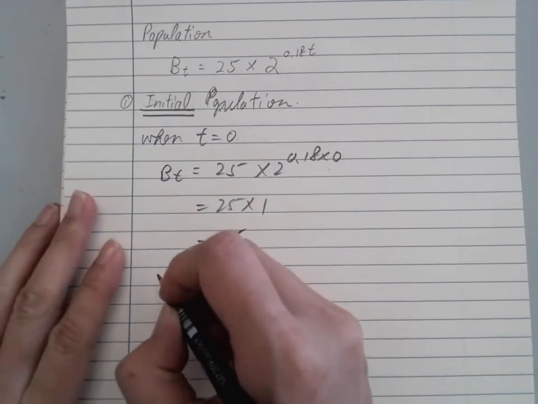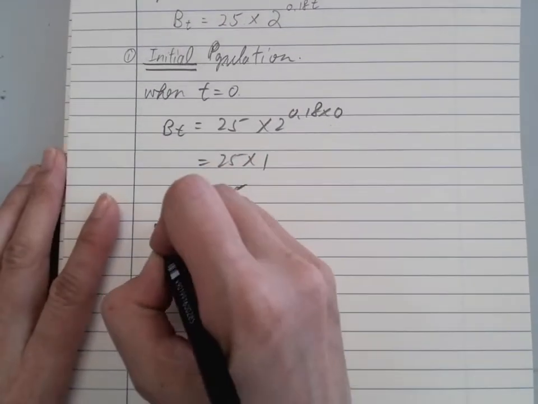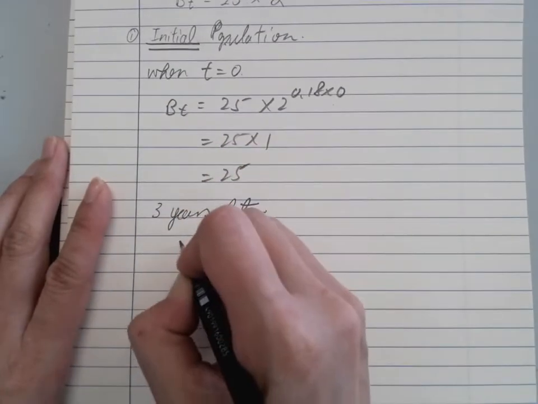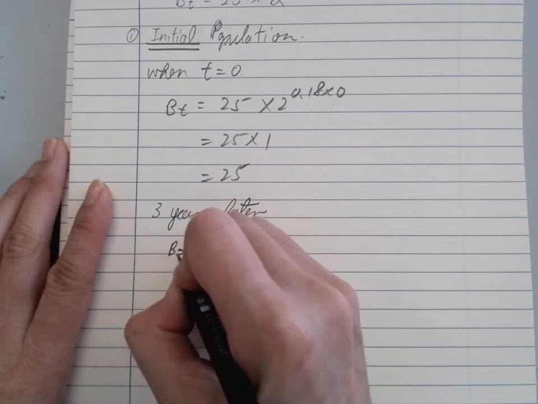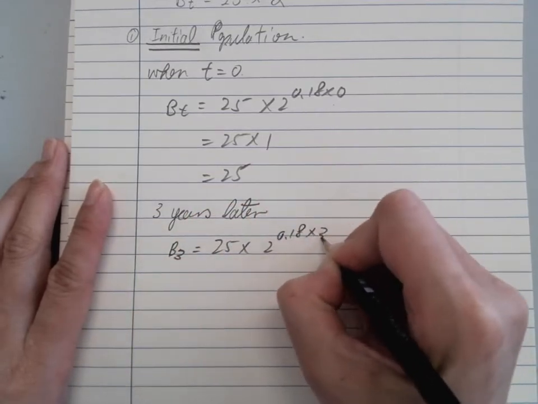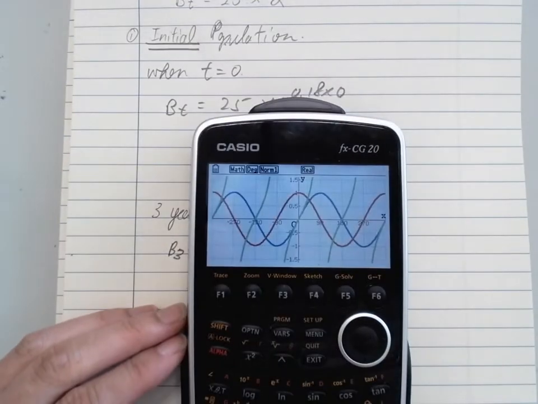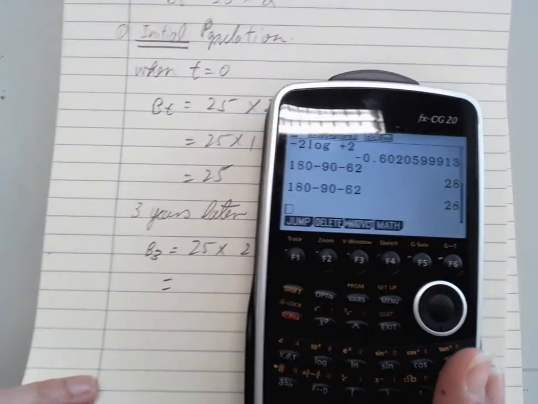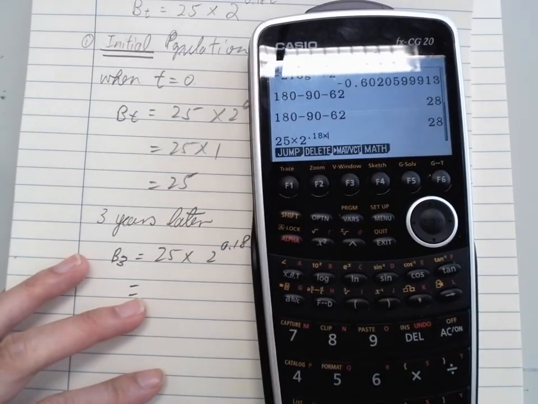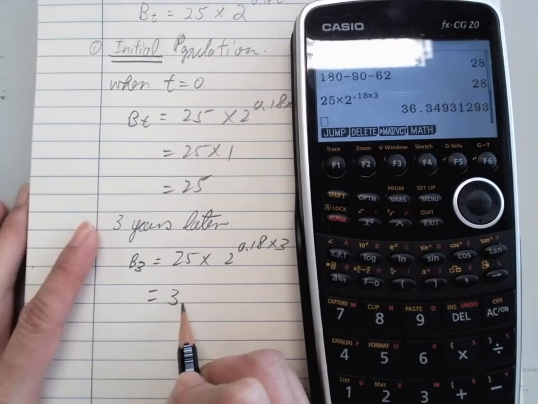So now, how about after 3 years? So we have B3 equals 25 times 2 to the power 0.18 times 3. Alright, that is the time when you use your calculator. Back to normal calculation. So I have 25 times 2 to the power 0.8 times 3. No brainer, you just calculate it. And that is the trick of it.